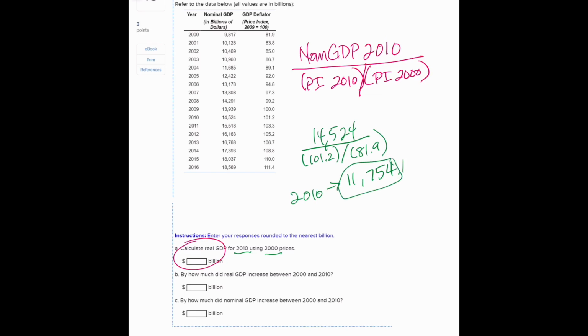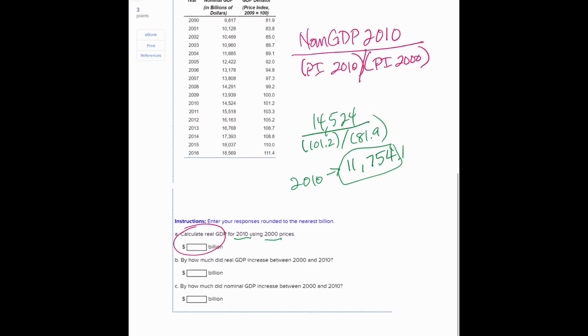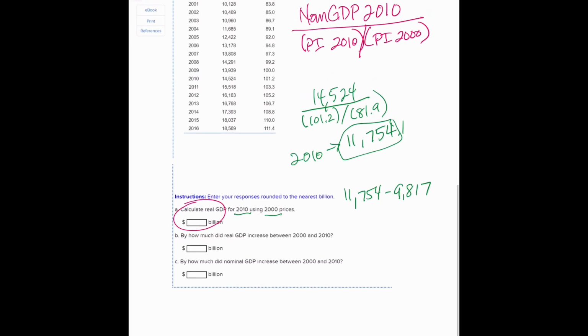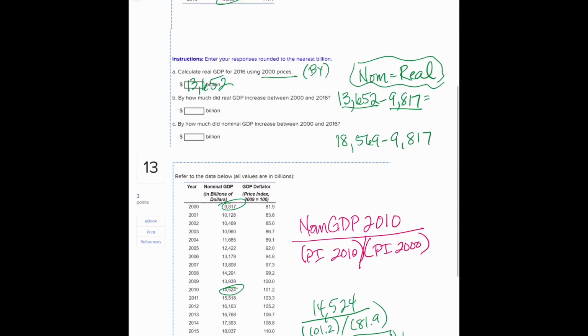And we're going to compare 2000, and since we used 2000 as our base year, it's going to be this minus the nominal, because nominal is equal to real in the base year. And this was the year we used as our base. So we're going to get that. And then the nominal increase is going to be the difference between just the values given in the chart between the 2 years. So hopefully you can see the process now.